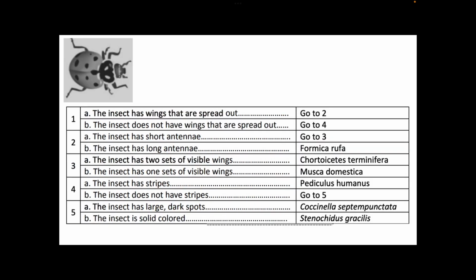Let's do another example. Number 1, we're going to look at A and B. The insect has wings that are spread out, or the insect does not have wings that are spread out. Hopefully you notice that this one, the wings are not spread out. Now, if you go to the very end, it says go to number 4. So we're actually going to completely skip question 2 and question 3, and we're going to move all the way down to number 4A and 4B.